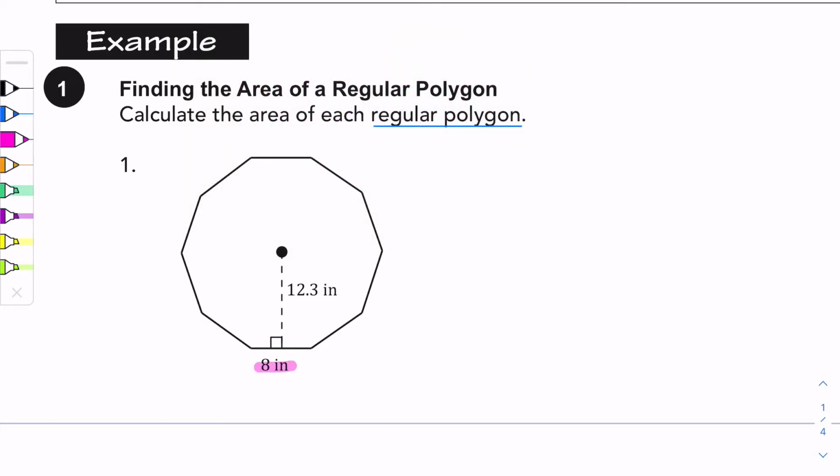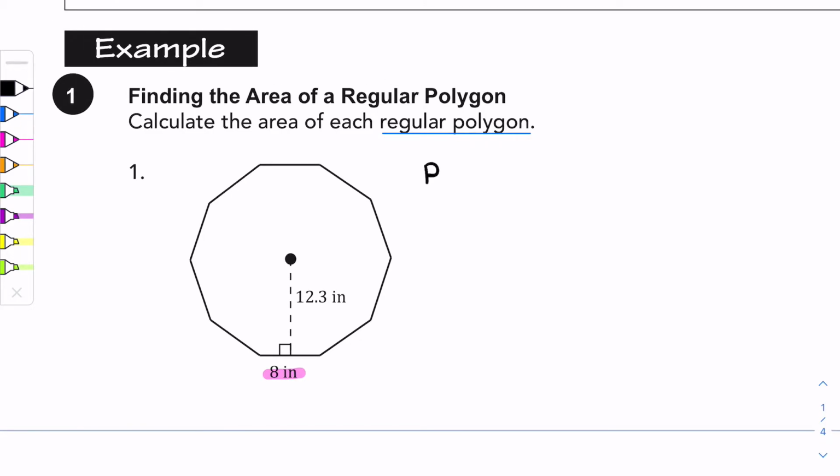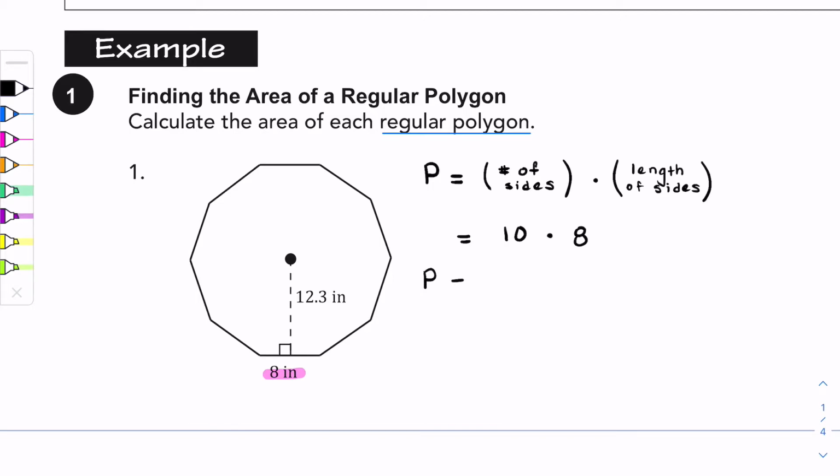So the perimeter is equal to the number of sides multiplied by the length of the sides. And in this case, the number of sides is 10, and the length of each side is 8. Therefore, the perimeter is equal to 80 inches.